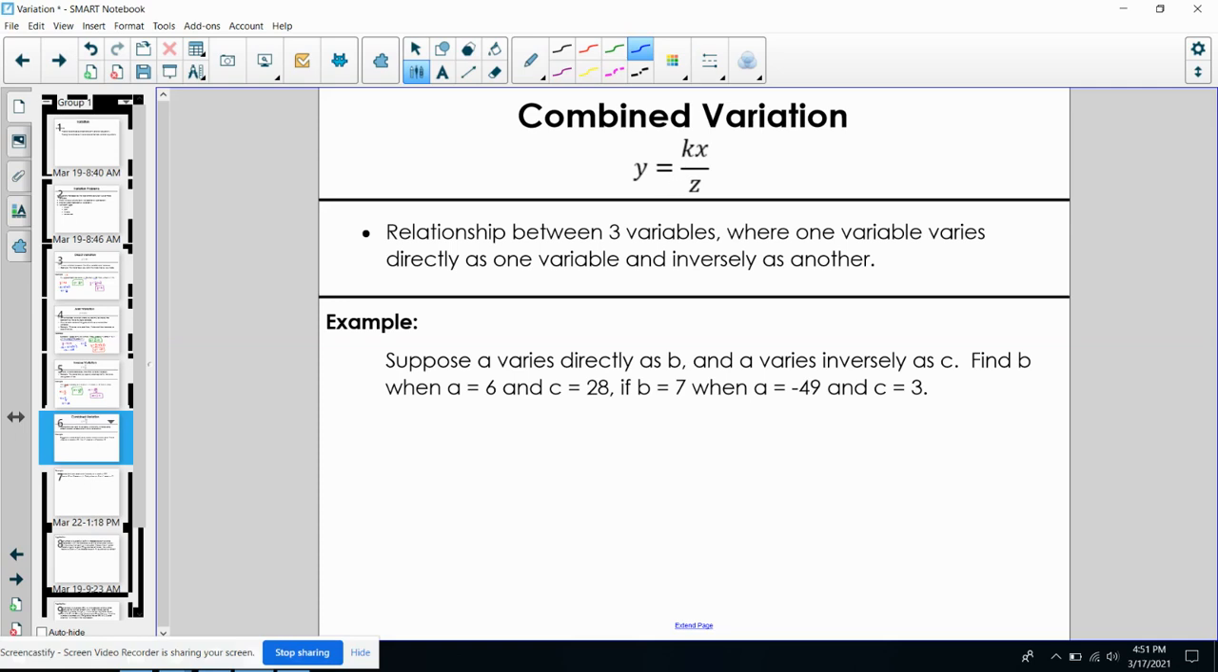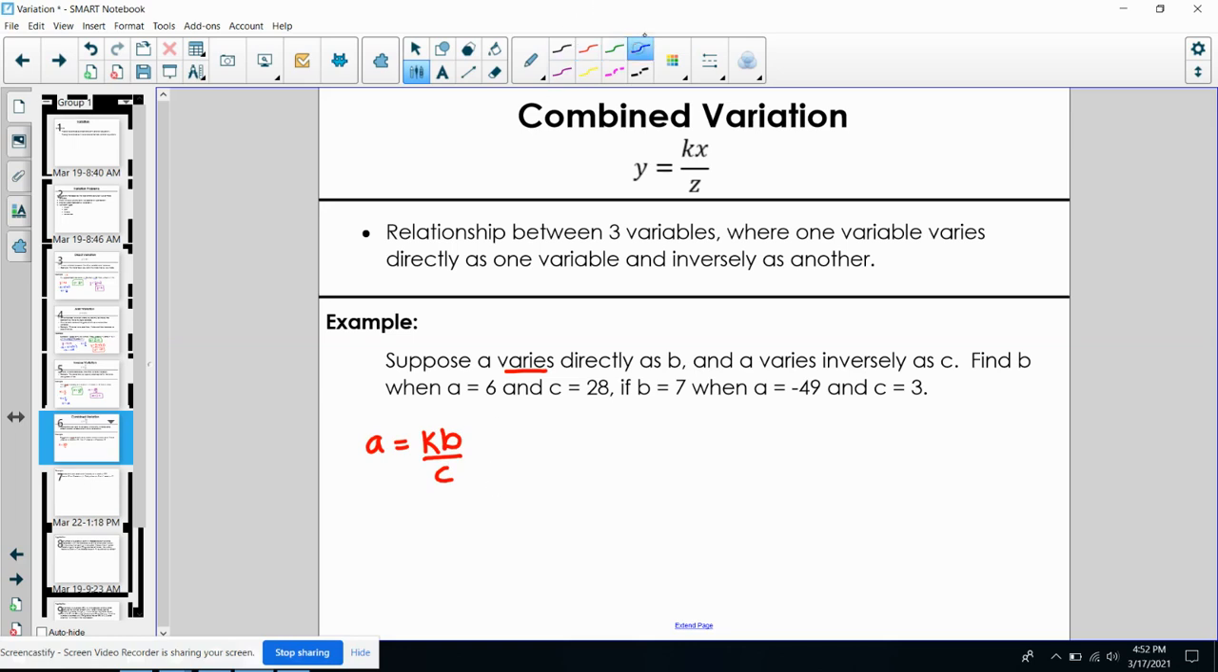Anything that says directly or jointly will always be with k in the numerator. Anything that says inversely will be in the denominator. So let's look at this example. Suppose a varies directly as b and a varies inversely as c. So let's just start with that. So a equals k, and it's directly as b, so b is going to get multiplied to k, and inversely as c, so c is going to be in the denominator.